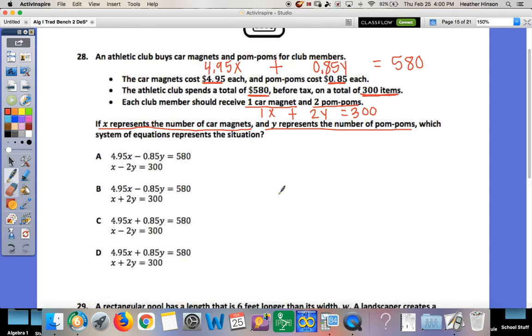So which equations does this match? Well, the first ones have negative on both. B has a negative. C has a negative. D is the only one that's all adding, and everything's in the correct order. So D.